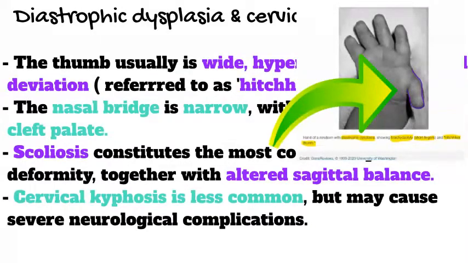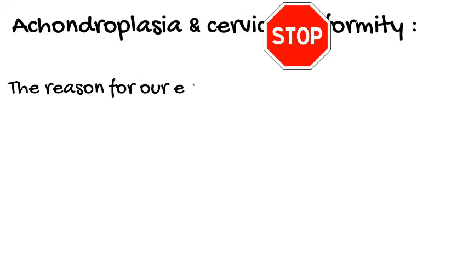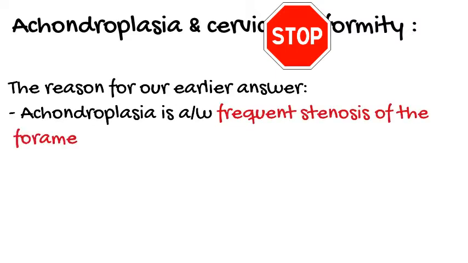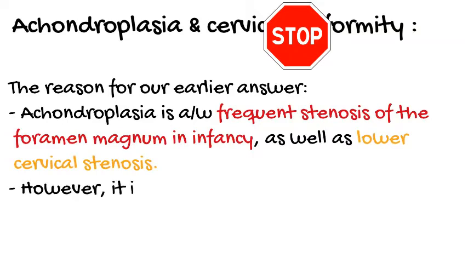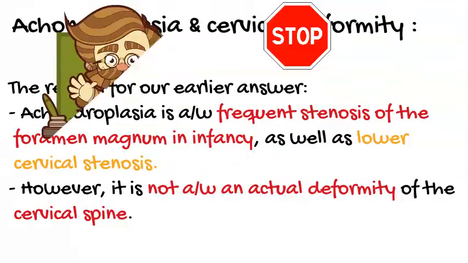Okay, everyone. Our answer for this question is achondroplasia and cervical deformity. Nope, there is no association. The reason for our earlier answer is achondroplasia is associated with frequent stenosis of the foramen magnum in infancy as well as lower cervical stenosis. However, it is not associated with an actual deformity of the cervical spine.